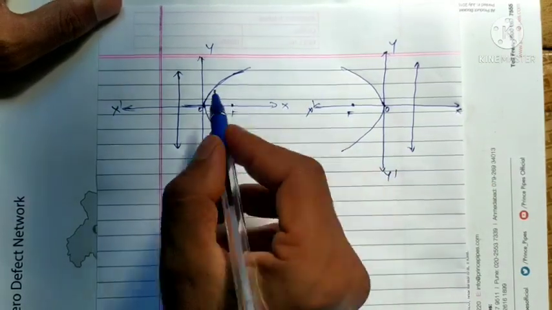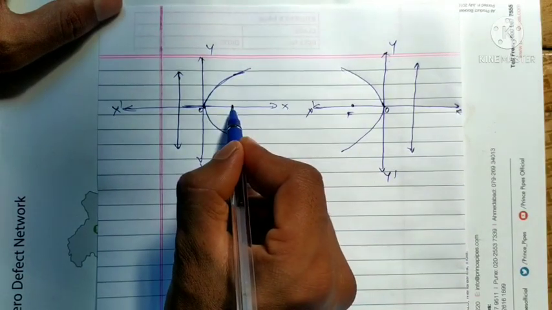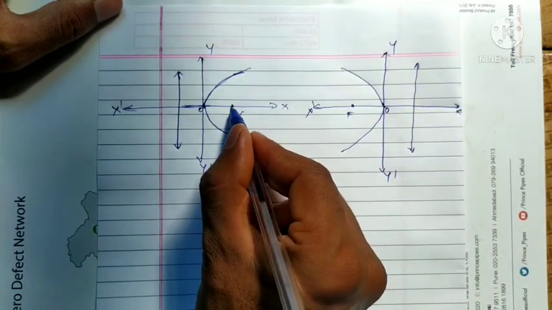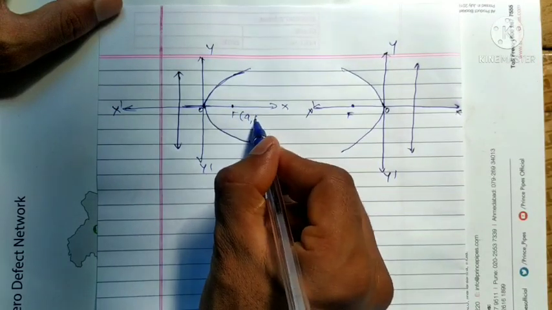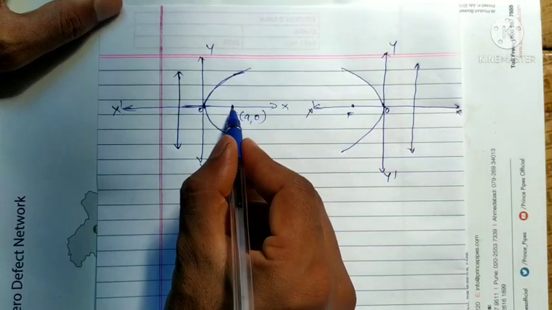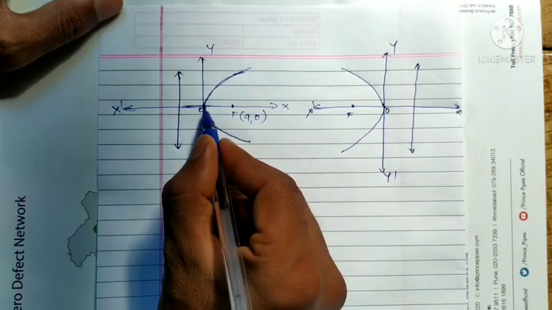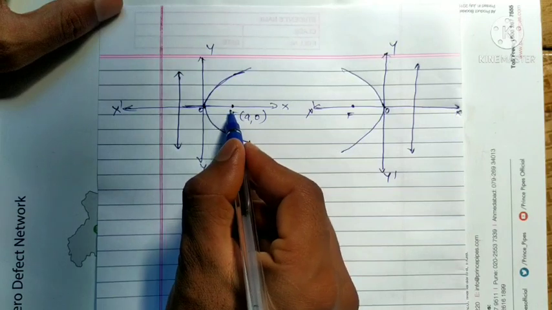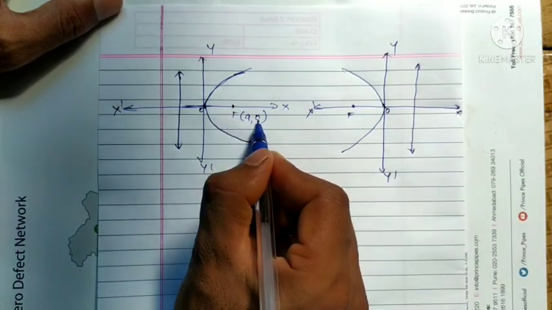Whenever we consider the vertex at the origin and focus on the x-axis, let me consider this distance as a and the y coordinate 0. Therefore the coordinates of the focus are (a, 0). Here a is this distance, and since it is on the x-axis, the y coordinate is 0.